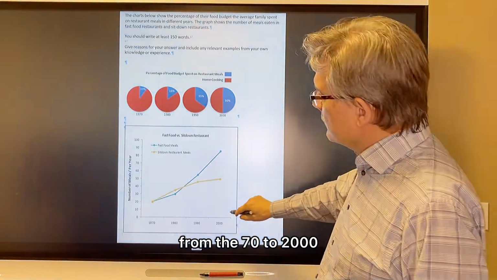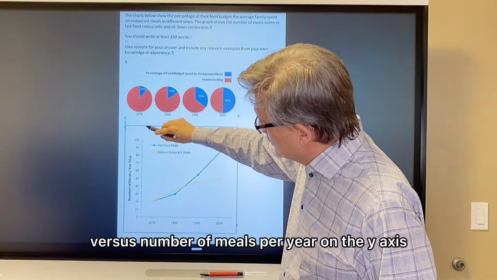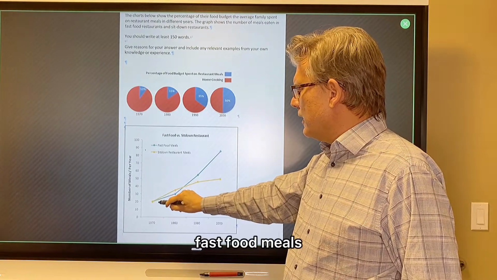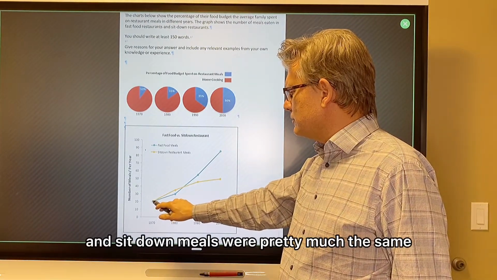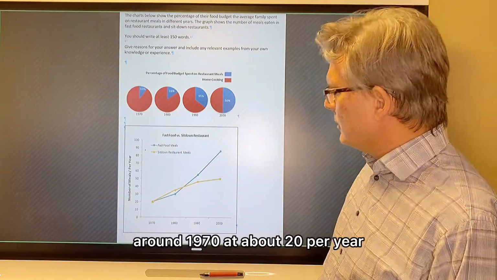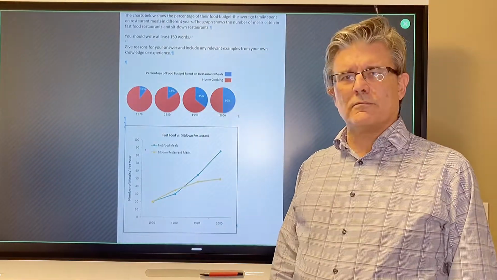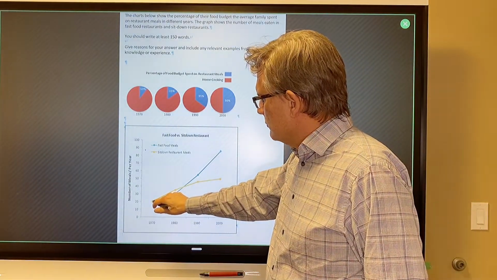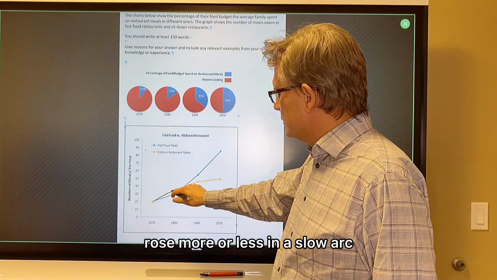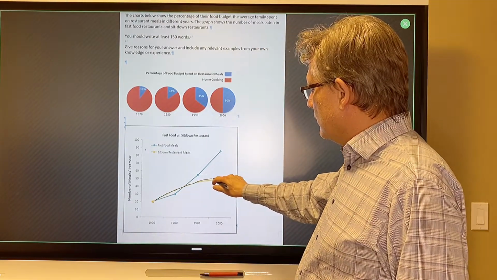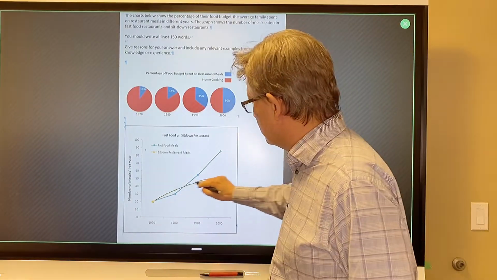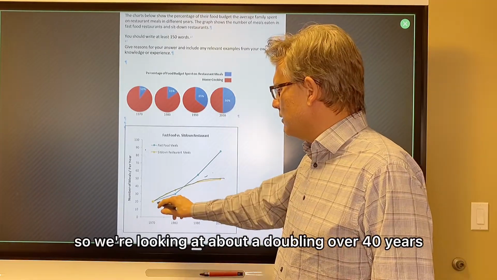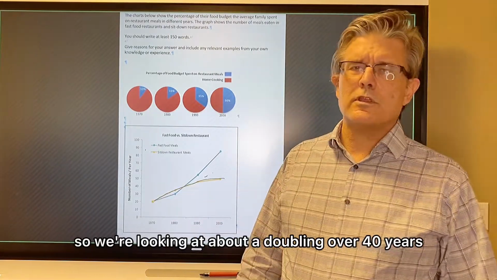From 1970 to 2000 versus the number of meals per year on the y-axis, we can see that fast food meals and sit-down meals were pretty much the same around 1970, at about 20 per year. The sit-down meals rose more or less in a slow arc until they ended up around, let's say, 42 per year by 2000. So we're looking at about a doubling over 40 years.